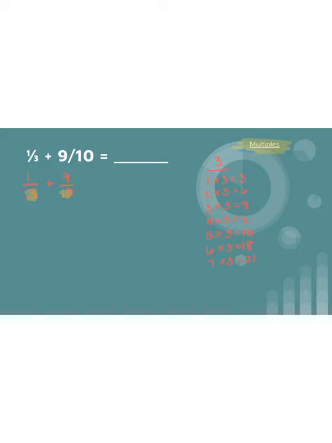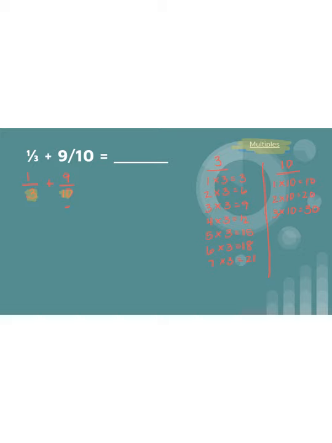Okay, so I'm going to draw a line right here. So I'm already up to 21. And now I'm going to look at that 10. So now I have to find the multiples of 10. So I'm going to start my 10 here and start again with 1. 1 times 10 equals 10. 2 times 10 equals 20. 3 times 10 equals 30.